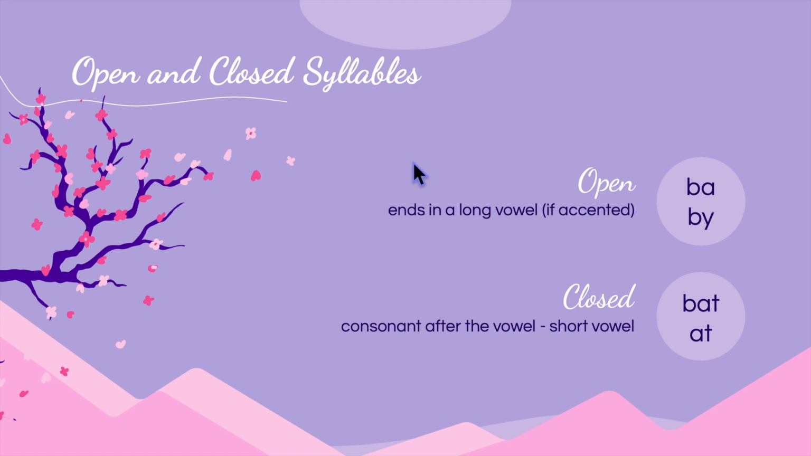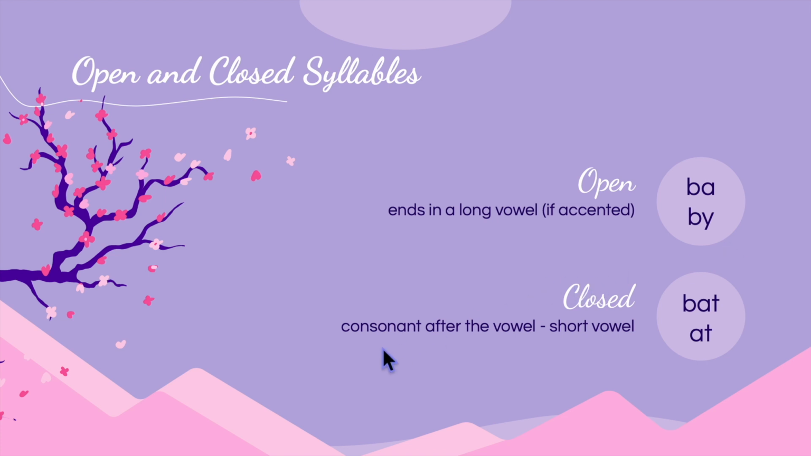There are two more quick things we need to review before we go on. An open syllable ends in a vowel that will have its long sound if it's accented. Right here we have two open syllables. They end in vowels, so we try the long sound, bay. And when a syllable ending in Y is accented, we try a long I sound, by. So we have bay and by.